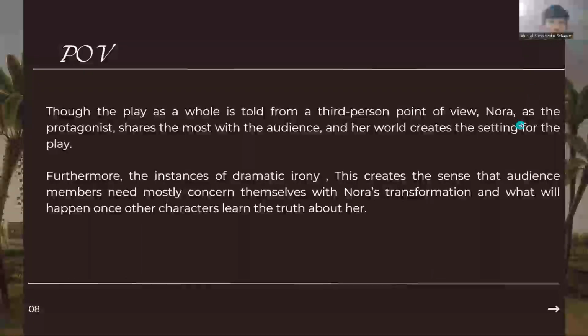Okay, so the play is told from the third-person point of view. Nora, as protagonist, shares her moves with the audience and her words create the setting for the play, and furthermore, the instance of dramatic irony. This creates the sense that audience members mostly concern themselves with Nora's transformation, and that will happen once other characters learn the truth about her.